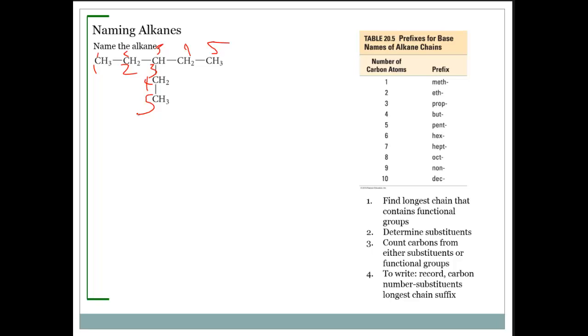What I do is I circle it and then I try to name it. So I have 5 carbons in a row there. That means I'm going to use pent. They are all single bonds, so that means it's going to be pentane.